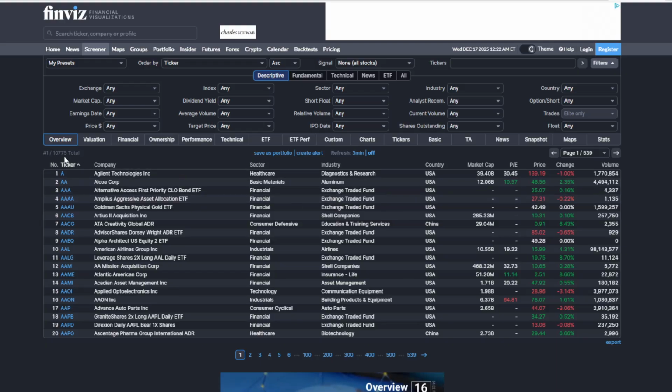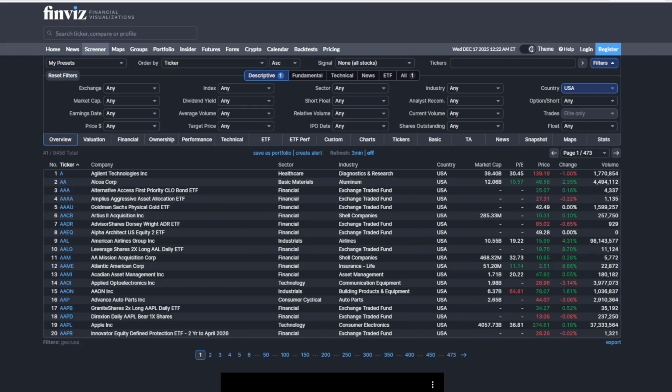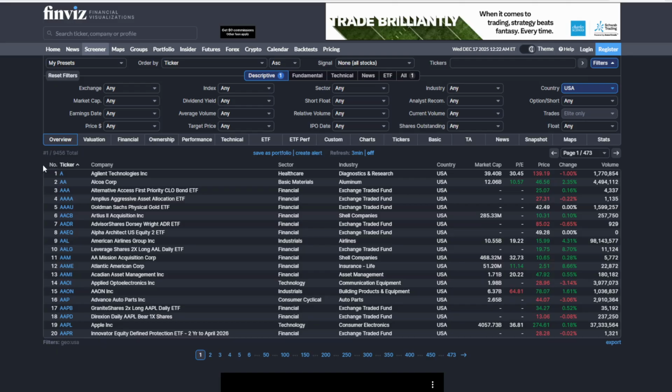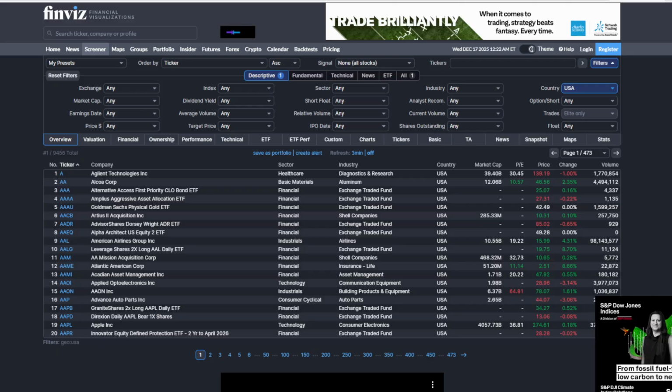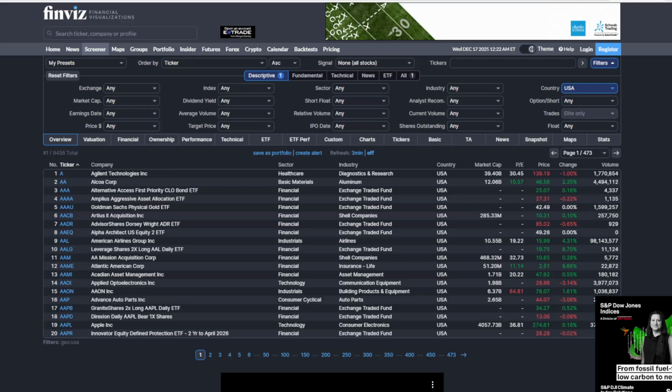But we have almost 11,000 stocks in total. We want to start to narrow that down. So the first thing that I'm going to do is say only United States stocks. And what that does right off the bat is shave off a little over 1,000 stocks by only looking at American stocks. Okay. Pretty much everything else is pretty good here.